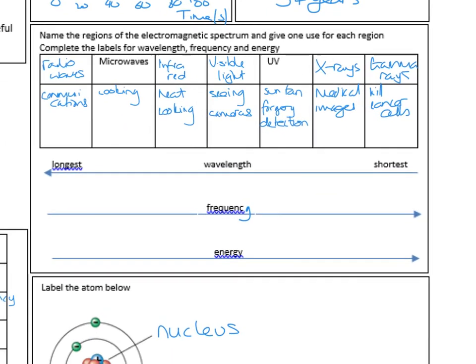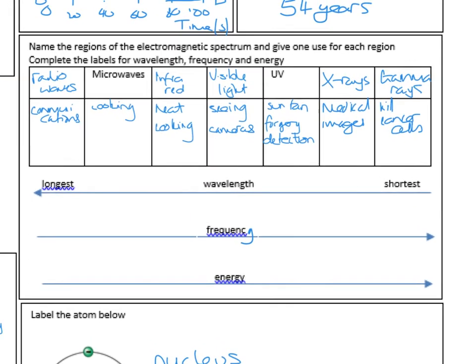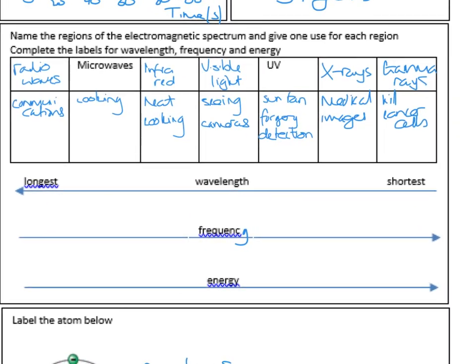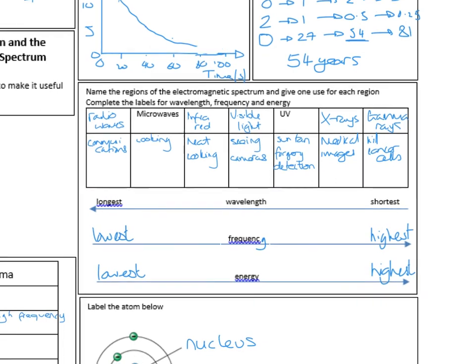We already know that gamma rays have really high frequency. So we know that we can put highest here, and because they've got high frequency, they've got high energy as well. And that means at the other end we've got lowest energy and lowest frequency. Now I believe that is all of your sheet completed.